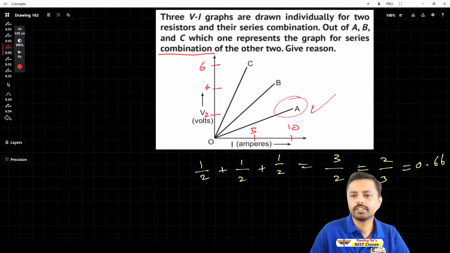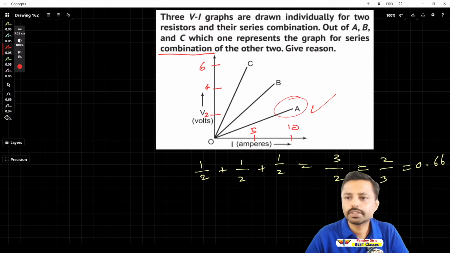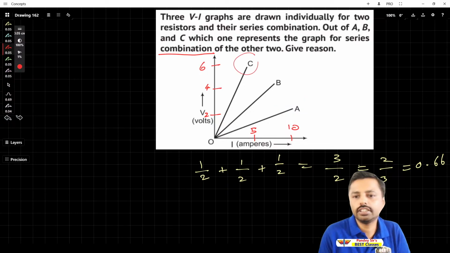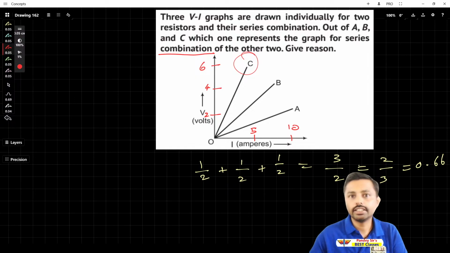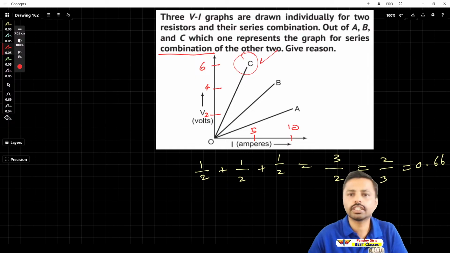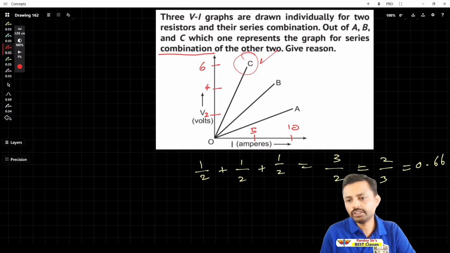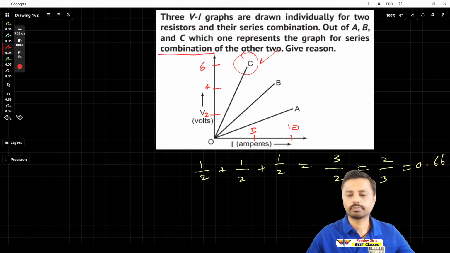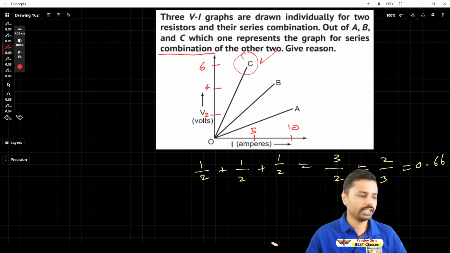Which one represents the graph of series? Wait a minute. Series combination of resistance. Its answer is C, because we need the highest resistance. Highest resistance is in C, so C is the correct answer. And the lowest resistance is in A. So C is the correct answer. Who among you guessed it correctly?